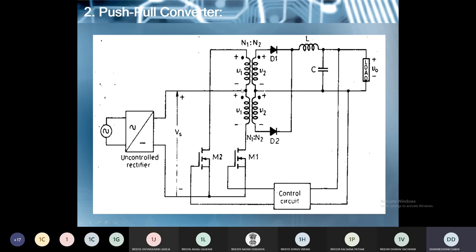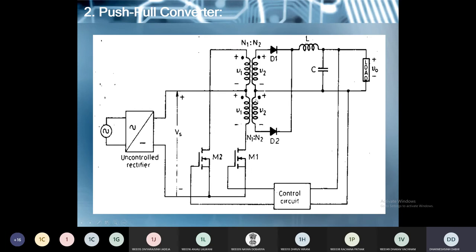Here it is positive, so the lower side of this primary winding is positive, and the upper terminal will become negative. Same way here, this terminal will become positive and this terminal will become negative. The same polarity is transferred at the secondary side: upper terminal negative, positive, negative and positive. So in this case your diode D2 comes into forward bias, and D1 is in reverse bias.